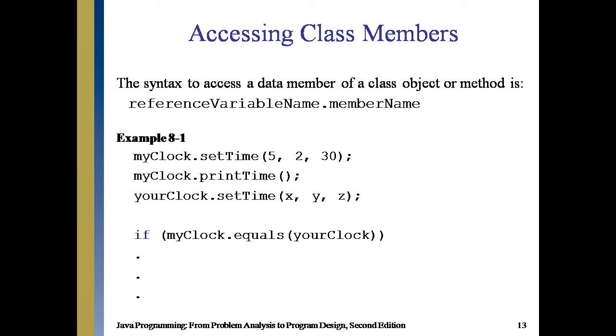In the fourth statement, the method equals executes and compares the instance variables of the object myClock with the corresponding instance variables of the object yourClock. Because in the statement, the method equals is invoked by the variable myClock, it has direct access to the instance variables of the object myClock. So it needs one more object to compare, which in this case is the object yourClock. This explains why the method equals has only one parameter.